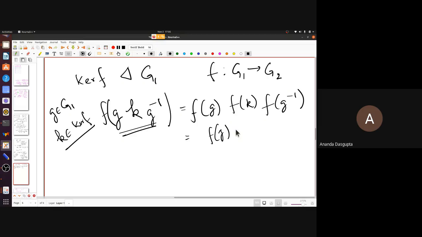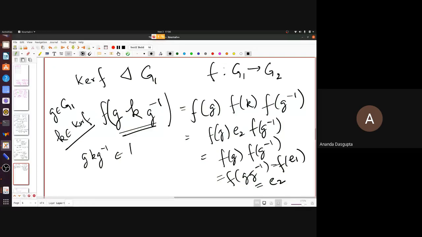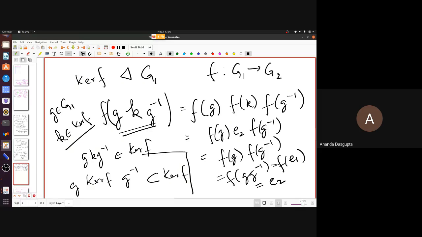Now, what is F(k)? F(k) is E2, right? Because F(k) is E2, it's simply F(g) E2 F(g inverse). That's obviously F(g g inverse), which is F(E1). We already showed that that's E2, which means GKG inverse also belongs to the kernel. This immediately shows that GKG inverse is a subset of the kernel of F, and that's all you really need to prove that this is true. So that's the kind of argument we use here.